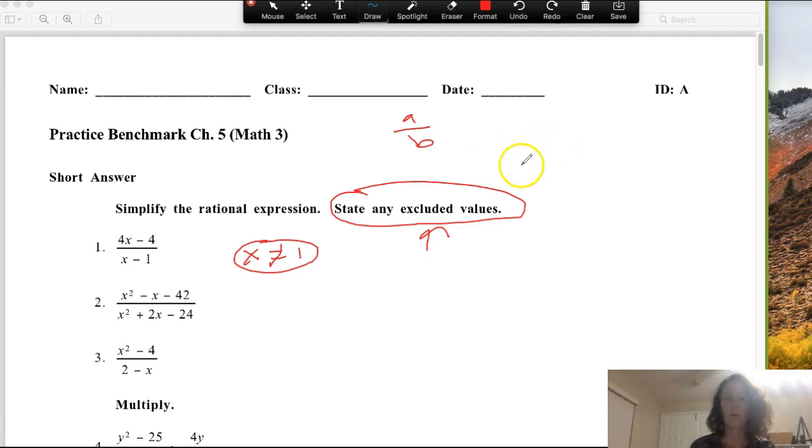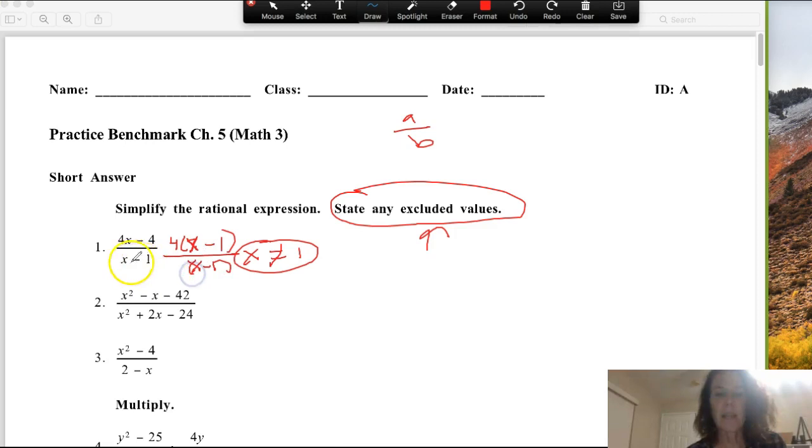Now to simplify, I simplify just like I would if I was simplifying a fraction. I pull out the common term and divide it out. If I have 4x minus 4, I can factor out a 4, and I'm left with x. And if I divide a 4 out of 4, I'm left with minus 1. So this would be 4 times (x minus 1). And on the denominator, I just have x minus 1.